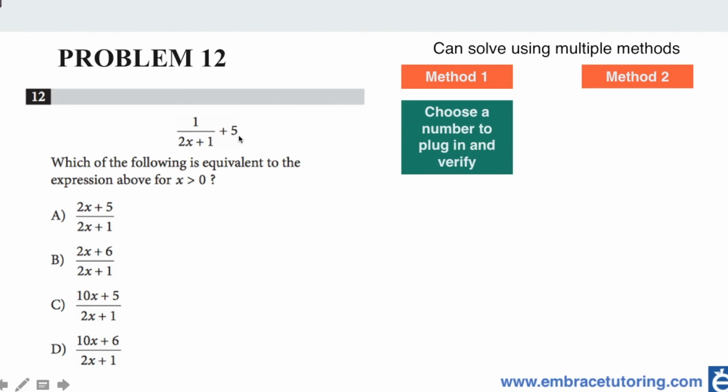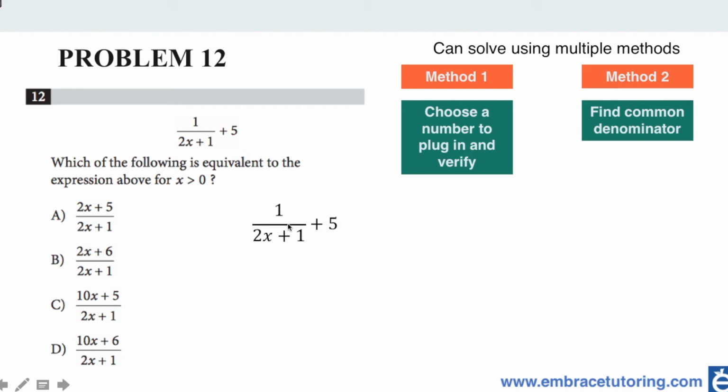But because, and here's kind of your major hint, everything here has a common denominator of 2x plus 1, using my answer choices as a guide, what I probably want to do, and something that's a little bit more efficient, is just make this 5 have 2x plus 1 as the common denominator, because when I add them anyway, I'm going to end up getting 2x plus 1.